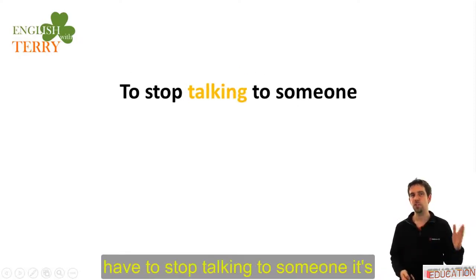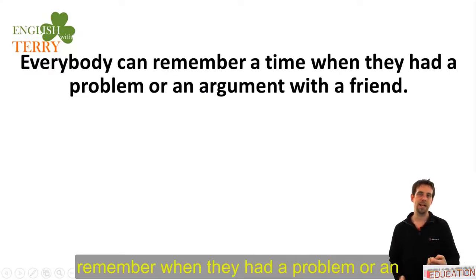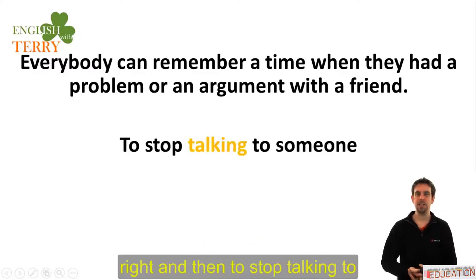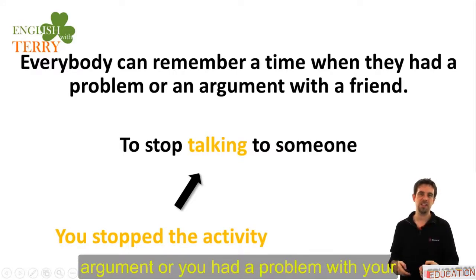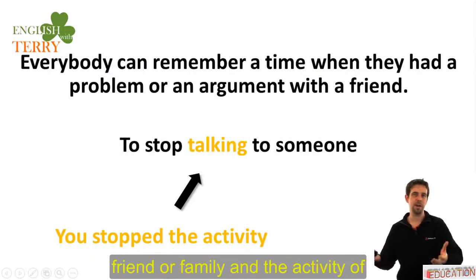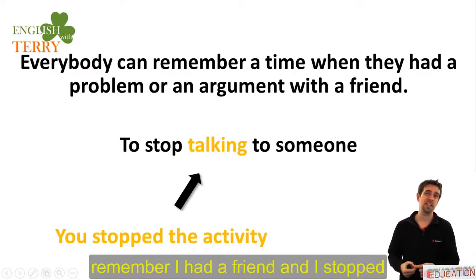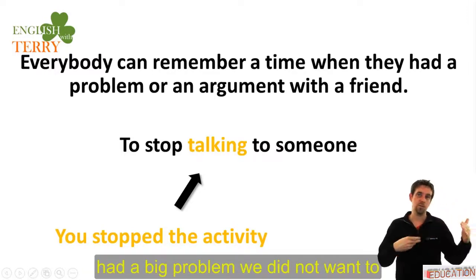Now, for example, if we have to stop talking to someone, it's very different. Everybody can remember when they had a problem or an argument or a disagreement with a friend, right? And then to stop talking to someone is you stopped the activity. If you can remember the last time you had a problem, an argument with your friend or family, and the activity of talking, you stopped the activity, right? I remember I had a friend and I stopped talking to him for 2 months because we had a big problem. We did not want to talk, right?